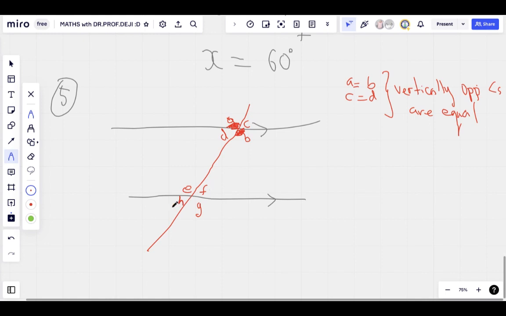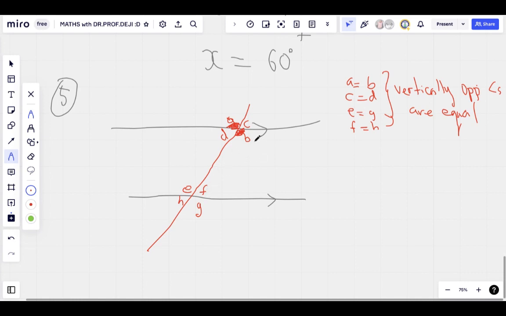H and F, they are vertically opposite, they are equal, and E and G, they are vertically opposite, they are equal as well. So this one includes E equal to G and F equal to H. They are all vertically opposite angles. They are equal, okay?